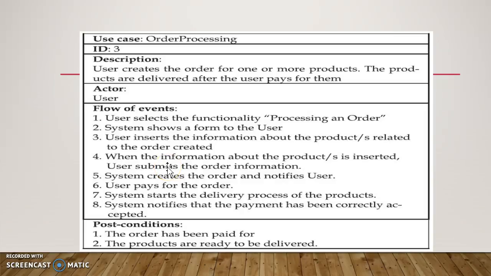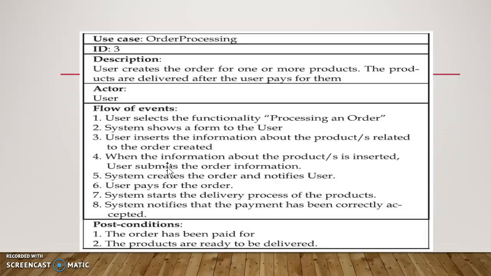The authors used a use case and named it order processing. The description of the use case is: the user creates the order for one or more products. The products are delivered after the user pays for them. The actor is the user. The flow of events is: the user selects the functionality for processing an order. The system shows a form to the user.